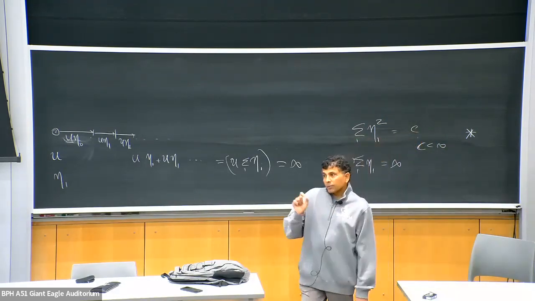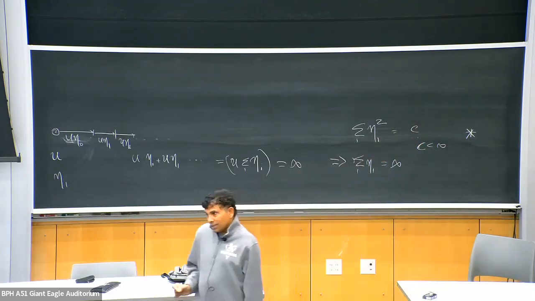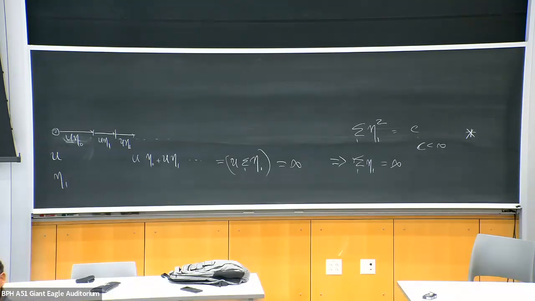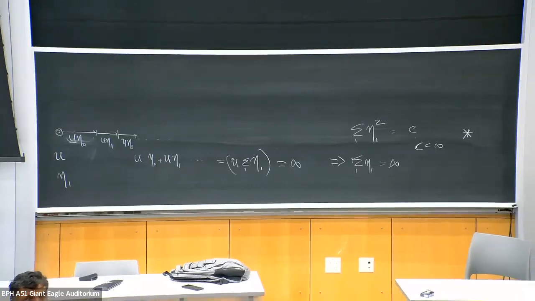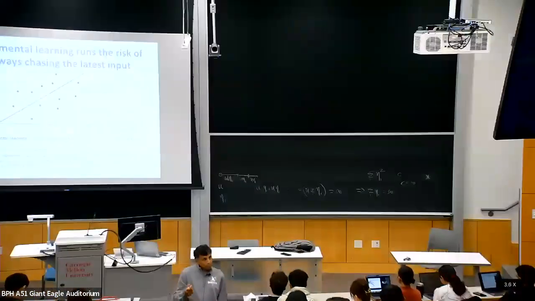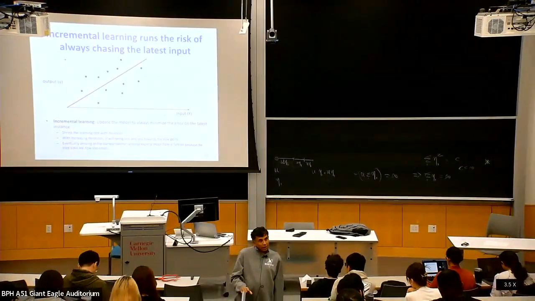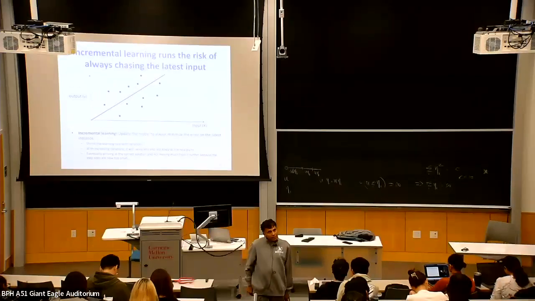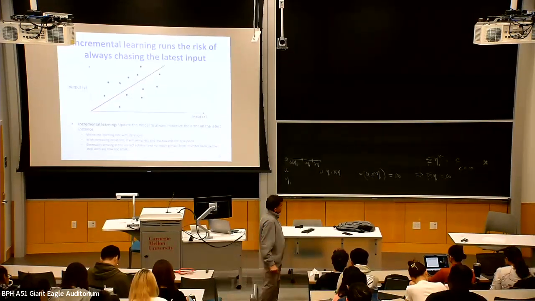So the sum of the squared learning rates must be finite, but the sum of the learning rates must be infinite. But making the sum of the learning rates infinite guarantees that it doesn't matter how far away you are, you're eventually going to get to the solution. But making the sum of the squared learning rates finite ensures that it converges, right?